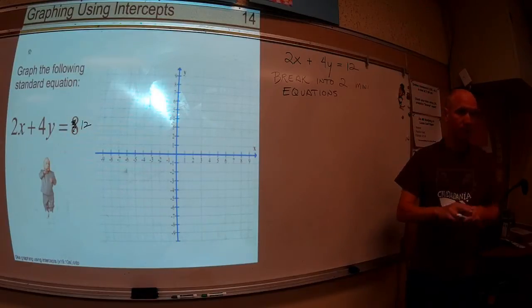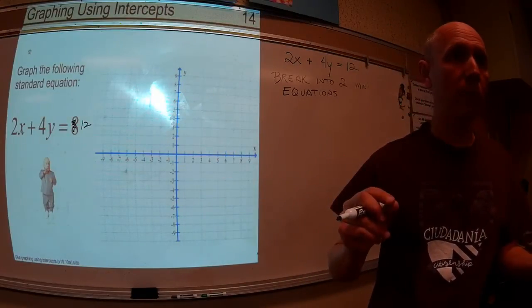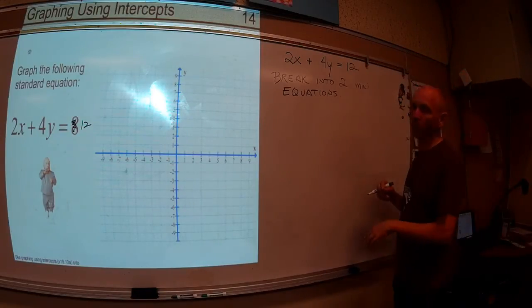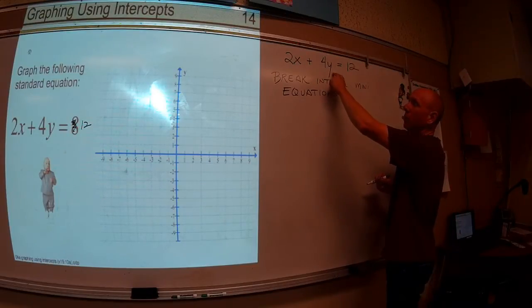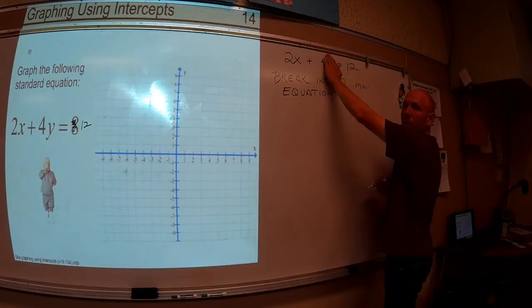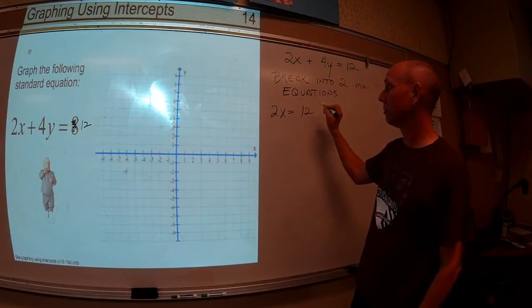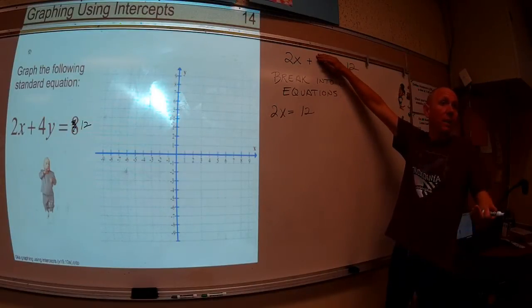Here's what's going to happen. We just learned that the intercepts always have a 0 in them, don't they? The y-intercept, there's a 0. The x-intercept, there's a 0. Well, when there's a 0, things go away. If y is 0, what's 4 times 0? 0. It disappears. So what I'm going to do is break this into an x equation. Ready? My x equation on your paper, 2x equals 12. The y went away. Because when there's a 0 for the y, we're finding the x-intercept.